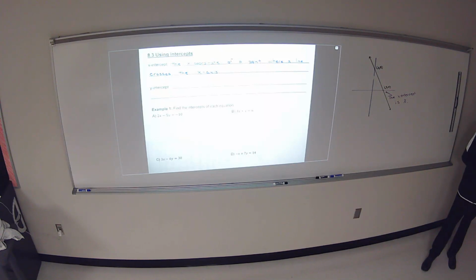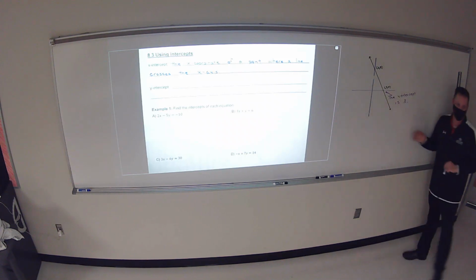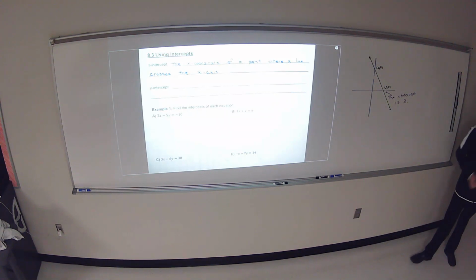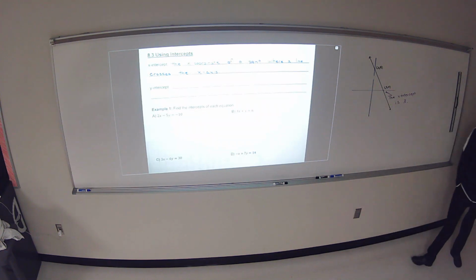Because if you are on the x-axis, we talked about this way back at the very beginning of this unit. If you are on the x-axis, what do you know about every ordered pair on that axis? What do they all have in common?